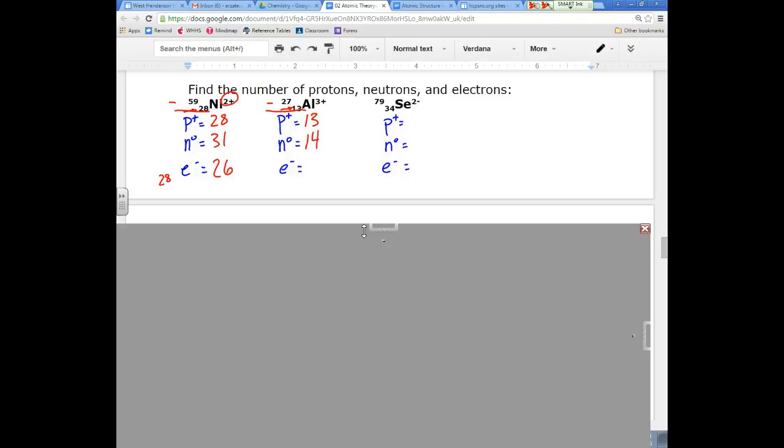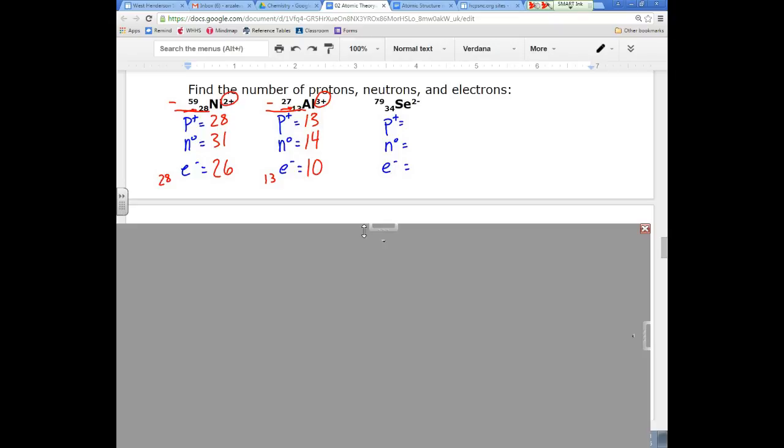Then we have to deal with the number of electrons. If it were electrically neutral, we would have 13 electrons, equal to the number of protons. But we know we have a difference of electrons because of this charge right here. It is positive, so that means we have lost electrons, and we've lost 3 electrons. So instead of 13, we're going to have 10 electrons.